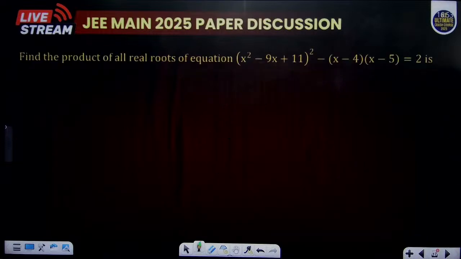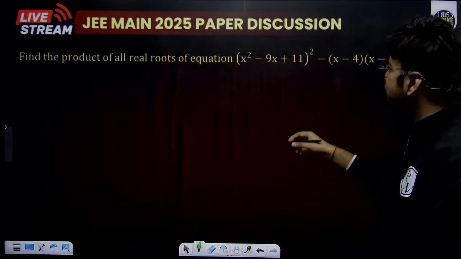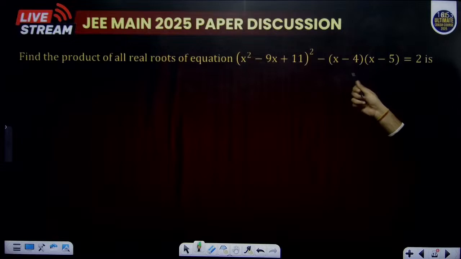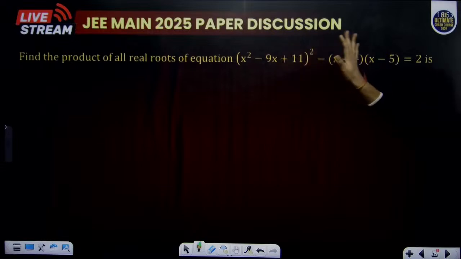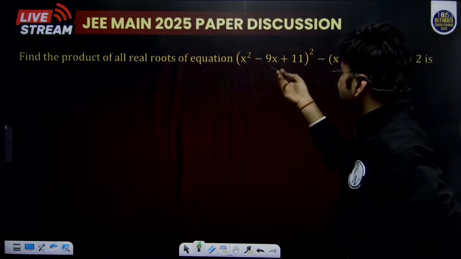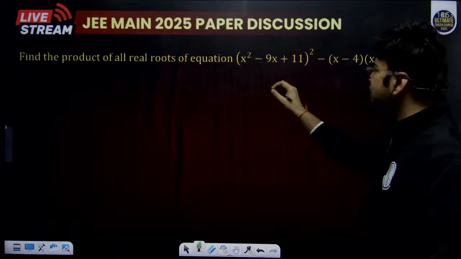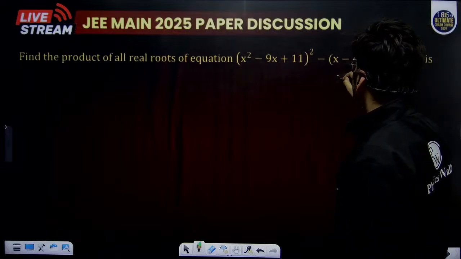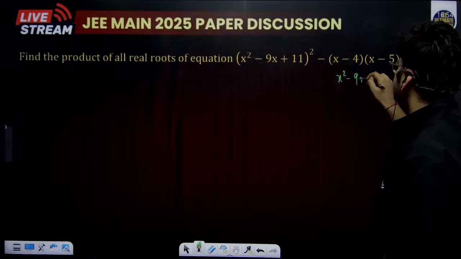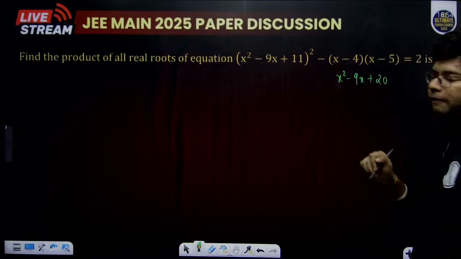Find the product of all real roots of this equation. Again, an easy question, because if you multiply this, you will get x square minus 9x plus 20. So if you substitute this as t, this automatically becomes t plus 9, and that's where you can solve these types of questions. No concept involved, just go ahead and keep solving it, you will get the answer. So this becomes x square minus 9x plus 20.